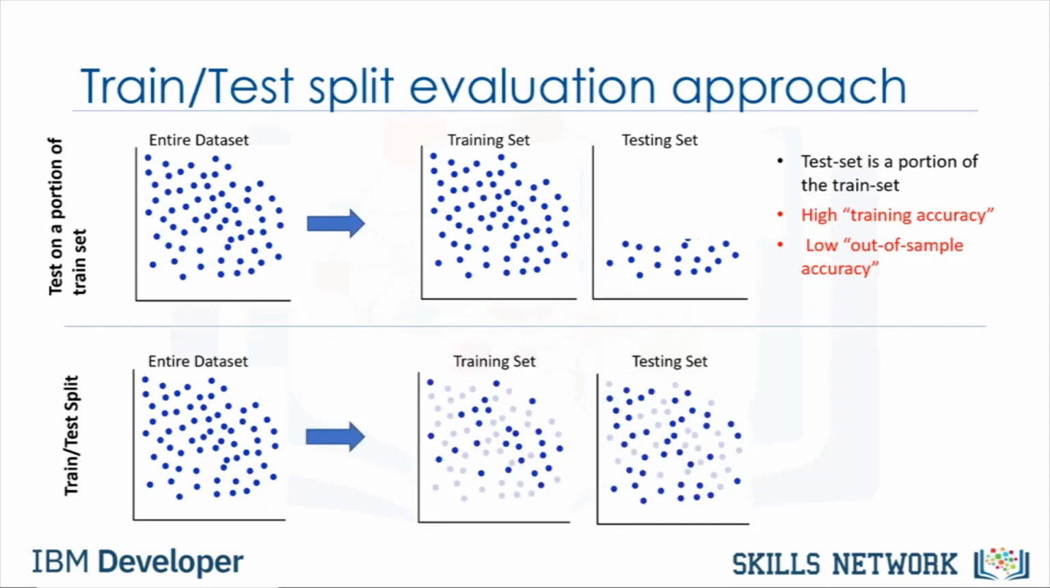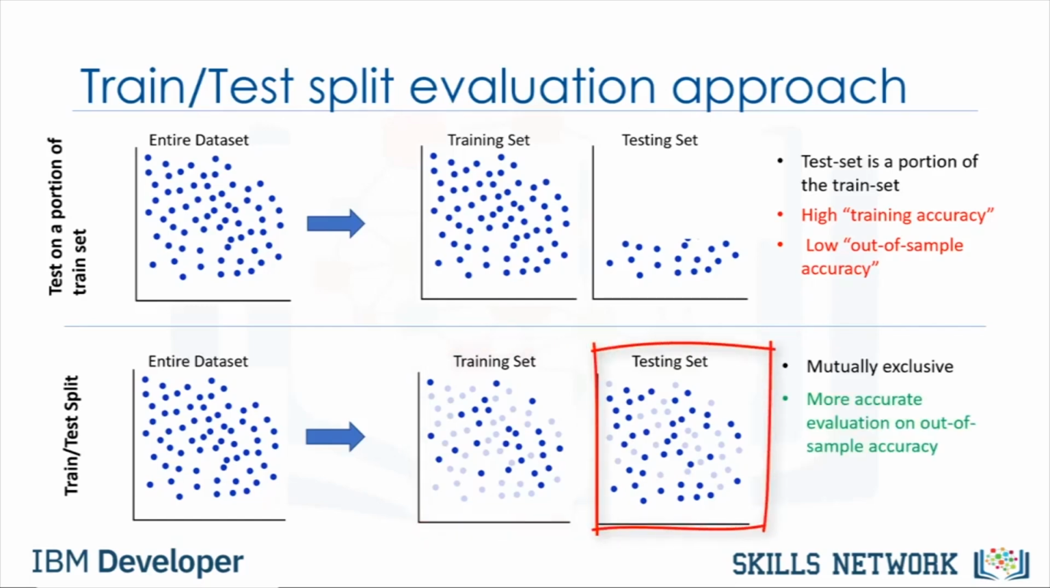Train-test-split involves splitting the dataset into training and testing sets, respectively, which are mutually exclusive, after which you train with the training set and test with the testing set. This will provide a more accurate evaluation on out-of-sample accuracy because the testing dataset is not part of the dataset that has been used to train the model. It is more realistic for real-world problems. This means that we know the outcome of each data point in the dataset, making it great to test with. And since this data has not been used to train the model, the model has no knowledge of the outcome of these data points. So, in essence, it's truly out-of-sample testing.